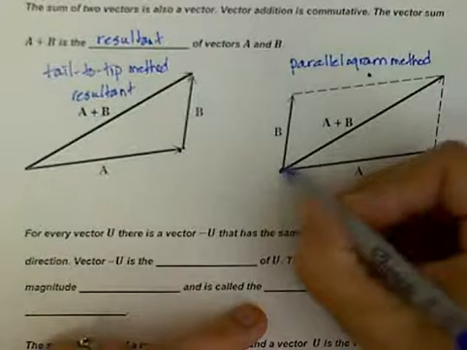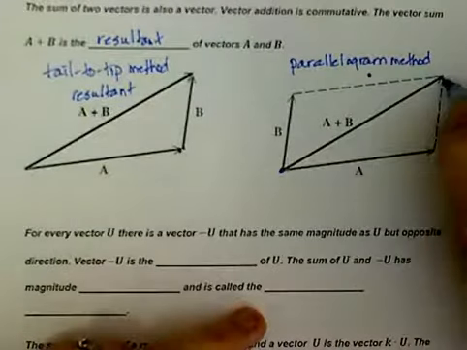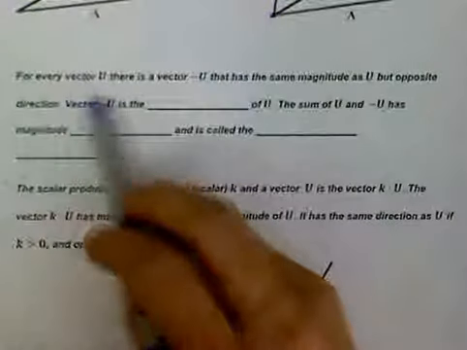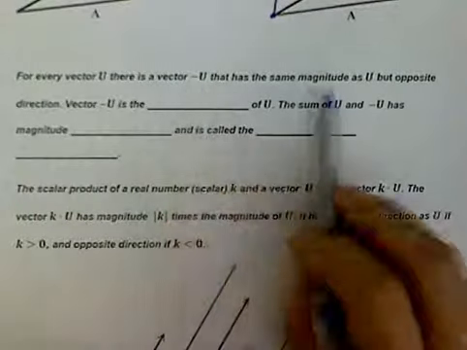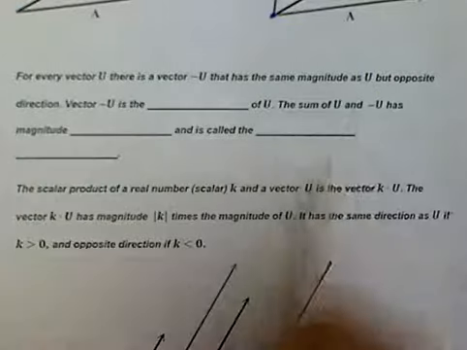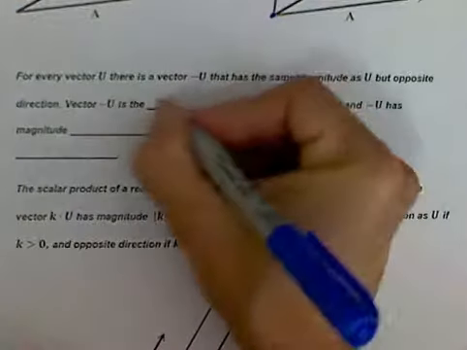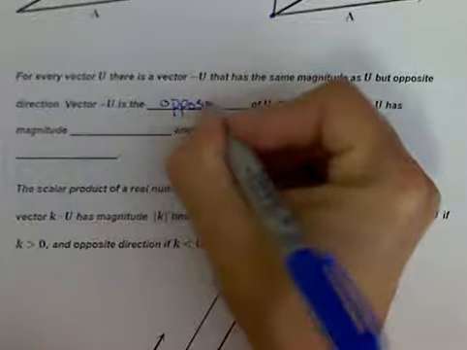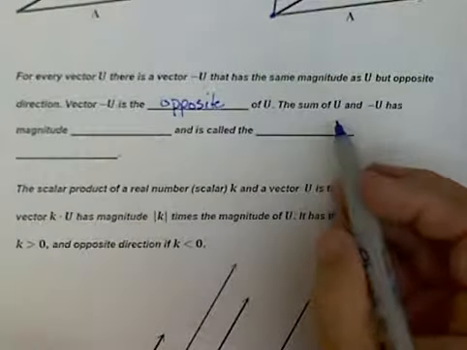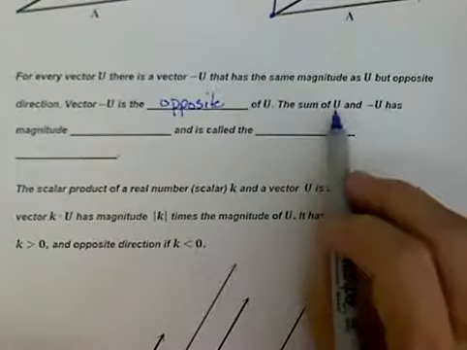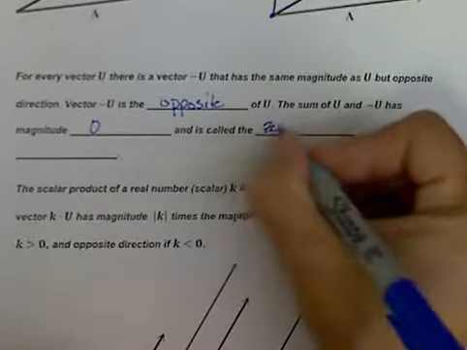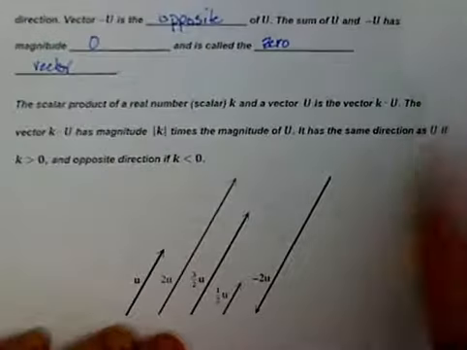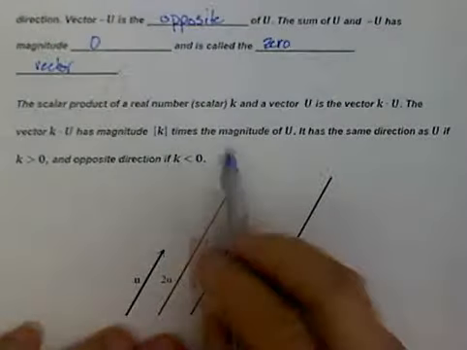Then our resultant vector is the diagonal of the parallelogram. If we have a vector u, then there's a vector minus u that has the same magnitude but the opposite direction. This is called just the opposite of the first vector. If we add u and its opposite, that vector has magnitude of 0, and we actually call it the 0 vector.